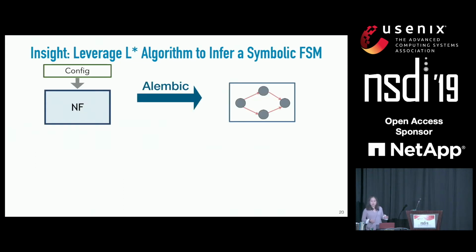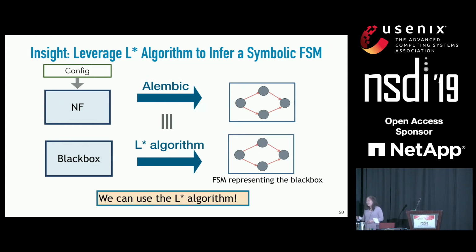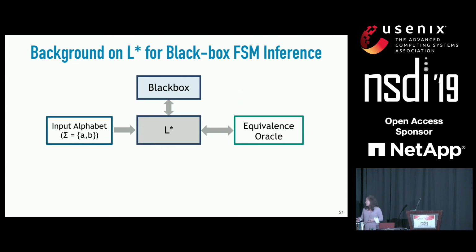Recall that our problem formulation is that we want to output an FSM for the NF with a configuration. What we observe is that there is a classical algorithm in learning theory called the L-star algorithm that, given a black box system, outputs an FSM representation of the black box. So we can leverage L-star as a starting point to infer the FSM. Even though there will be some practical challenges in applying L-star, before I discuss those, I'll give you a brief background on the L-star algorithm.